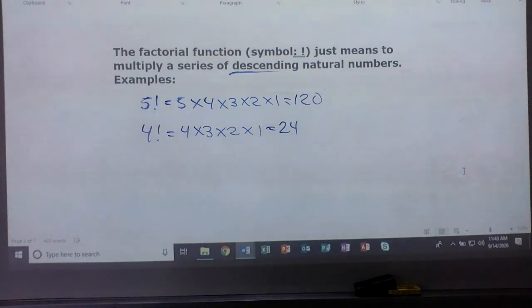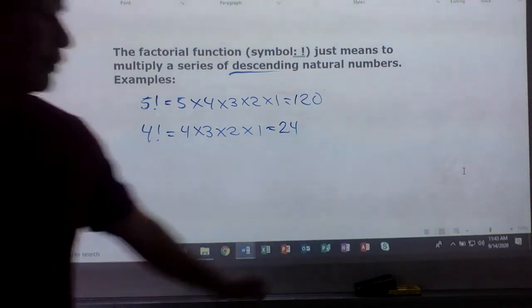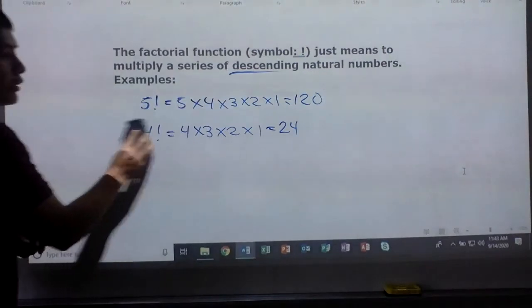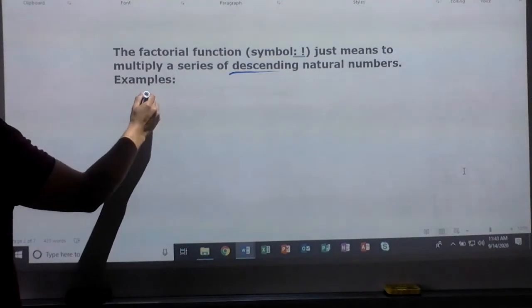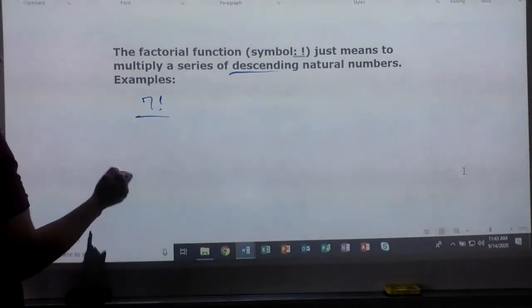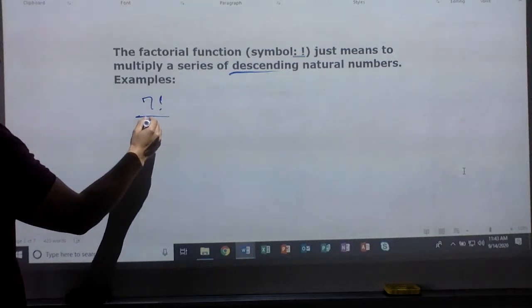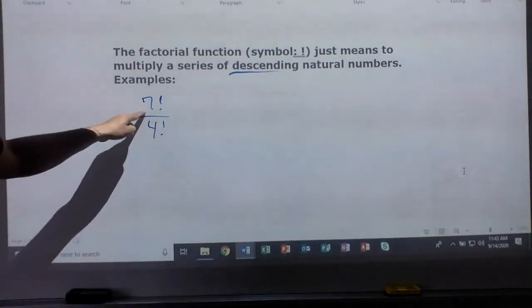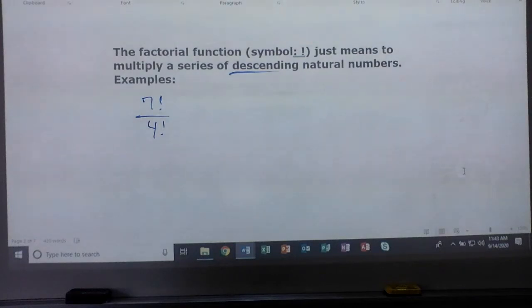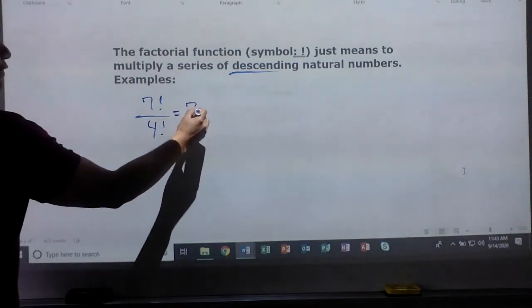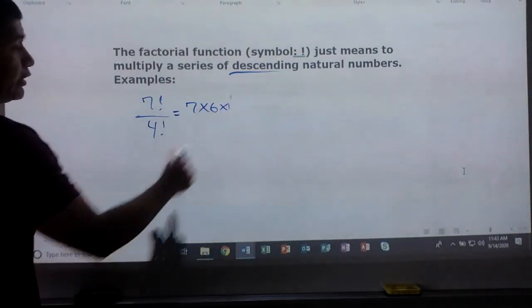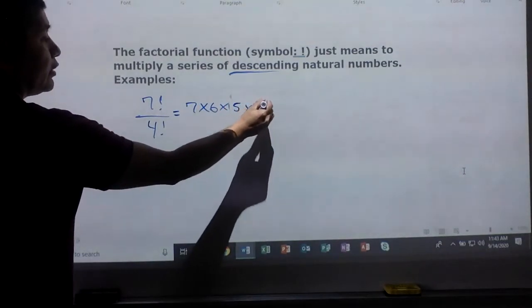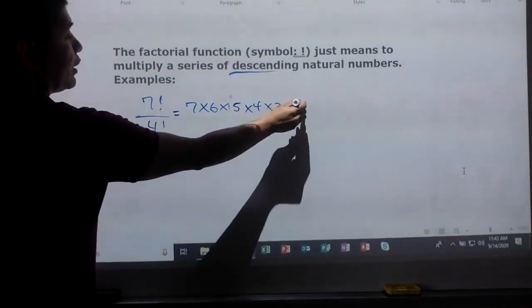I can do all sorts of problems with factorials. I can multiply them. I can pretty much divide them. So let me do one with a division. Let's do 7 factorial over 4 factorial. Always expand the bigger number. So if you want to expand the bigger number, 7 times 6 times 5 times 4 times 3, and I'm just going to do dot, dot, dot like this.